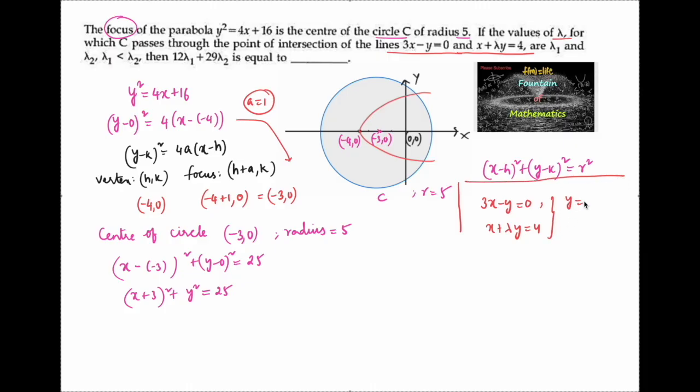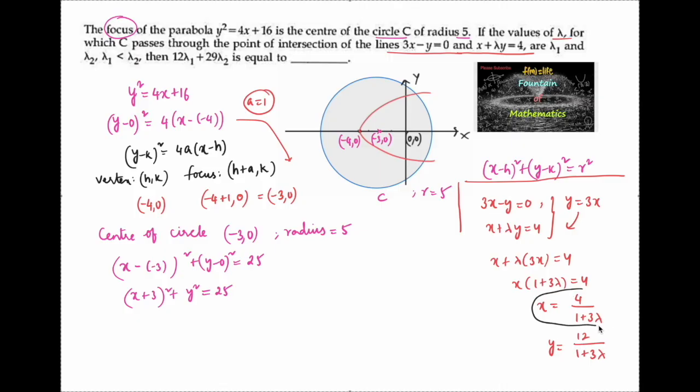So here y is equal to 3x. Substituting here, we get x plus lambda of 3x is equal to 4. So taking x common, x times 1 plus 3 lambda is equal to 4. So x is equal to 4 upon 1 plus 3 lambda. So y is equal to 3 times x, that is 12 upon 1 plus 3 lambda.